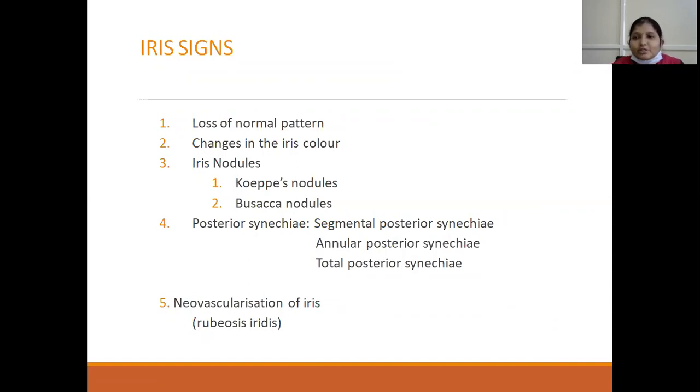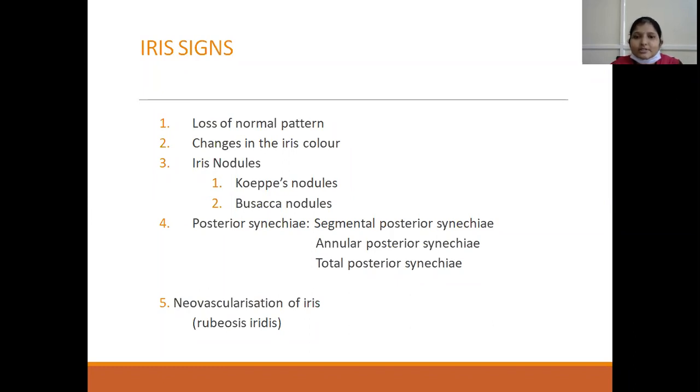And the next feature is presence of iris nodules. As I have mentioned previously, in the pathology of granulomatous uveitis, there is occurrence of epithelioid cells and giant cells which get aggregated into nodules. These aggregations in the iris, based on their location, are of two types: Koppe's nodules and Busacca's nodules.